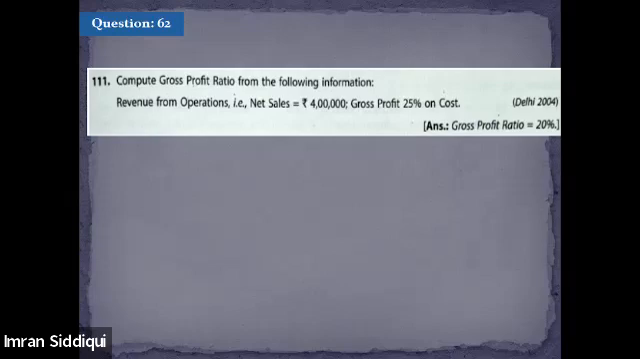Sir, my answer is 25, but it's not correct. Here it's given 20. So that is wrong, no? Yes. How do we calculate gross profit if it's 25% of cost on cost? You have to apply the formula for finding out the gross profit. You know the formula? Gross profit is equal to what? Net sales minus? Do you remember the formula for finding out the gross profit?